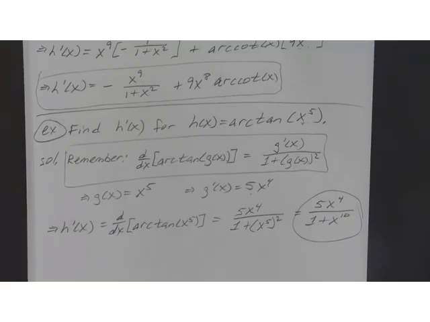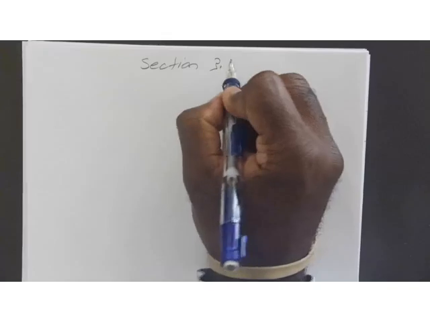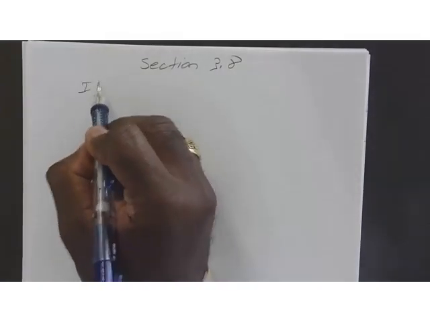Okay, so we're going to go ahead and start on section 3.8. Oh, anyone still writing? All right. Okay, so section 3.8, we will cover implicit differentiation.